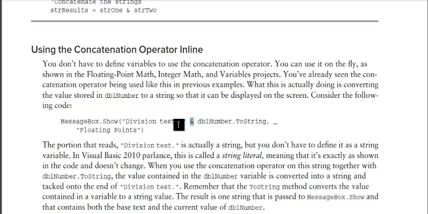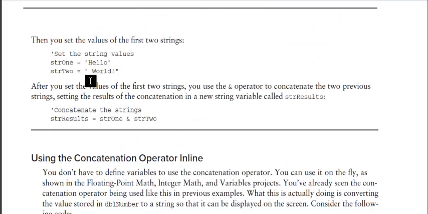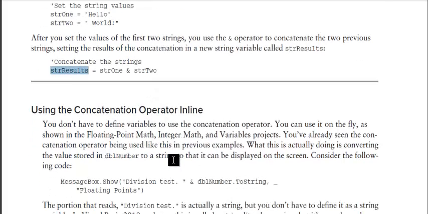So you don't have to do it separately, like we did it here, right? We did it on a separate line where we concatenate these two, and then we take this result and put it in the message box. You don't have to do it that way. Okay? You can concatenate inline, which means while you're in the middle of other code. So we're right in the middle of doing the message box show, and we're concatenating within there. So you're allowed to do it that way also.